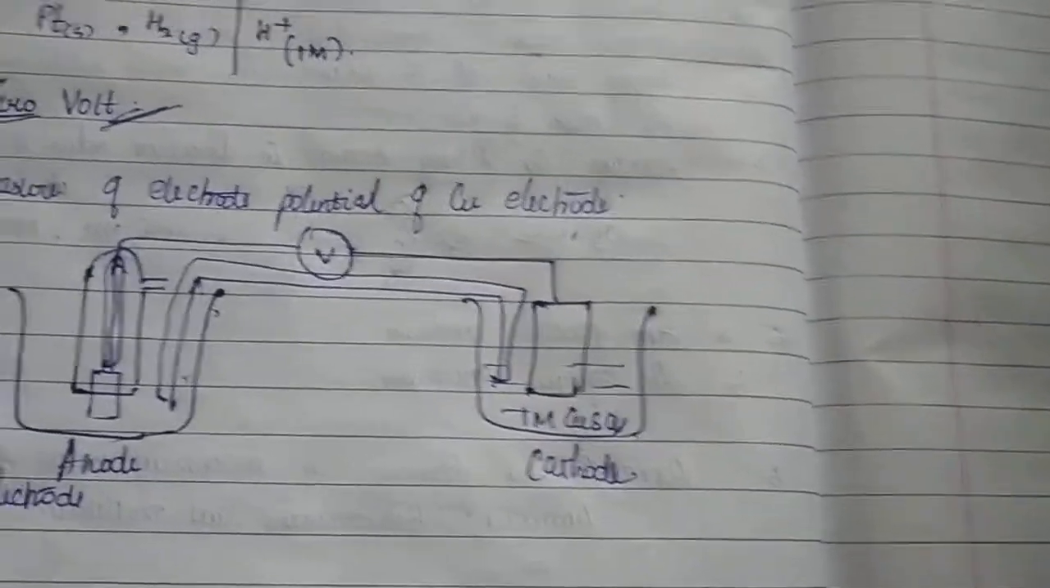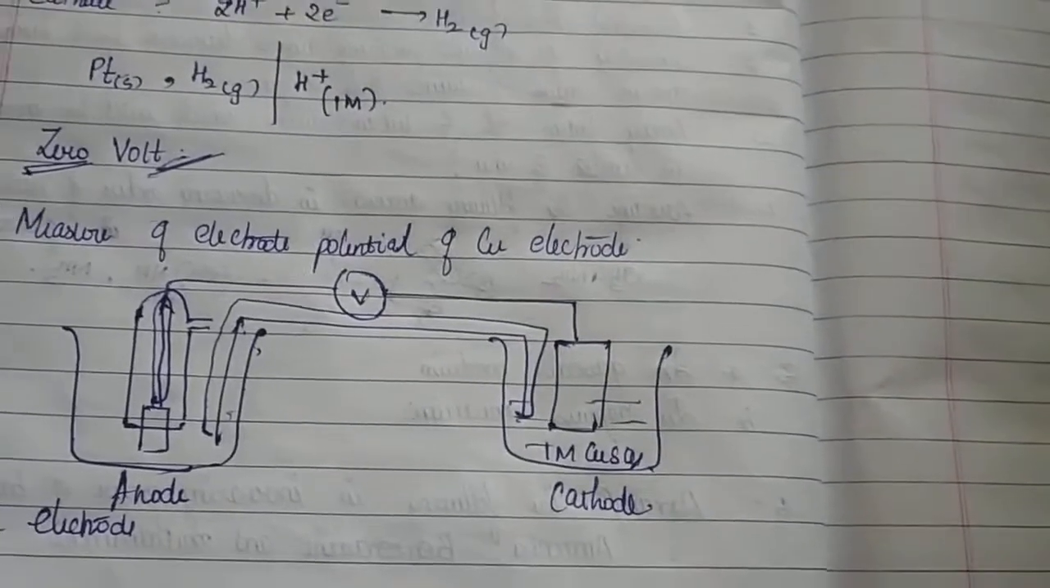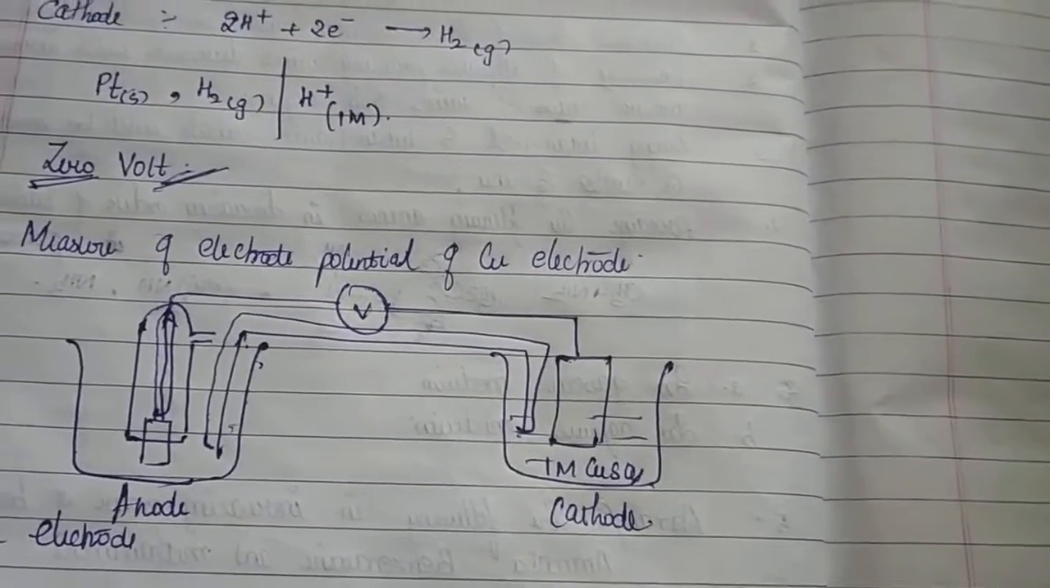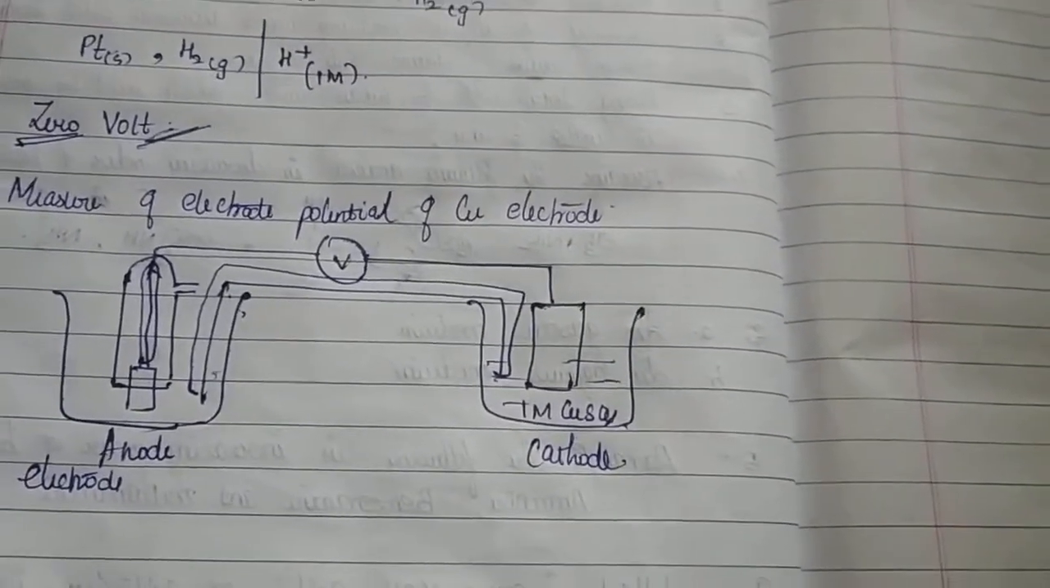is there a possibility to know which electrode will be acting as a cathode and which electrode will be acting as an anode before conducting the experiment? Are you getting my point?